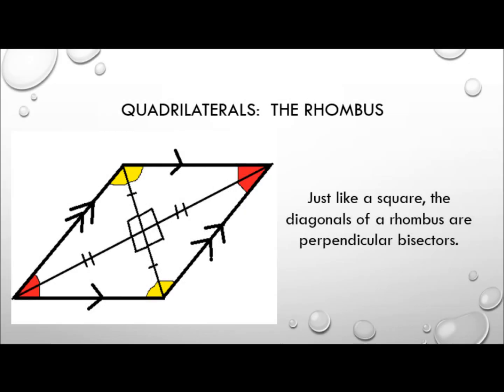Hello and welcome to another supplementary video on rhombuses. In this case we're going to be asking the question, if we are given the two diagonal perpendicular bisectors, can we find the angles?